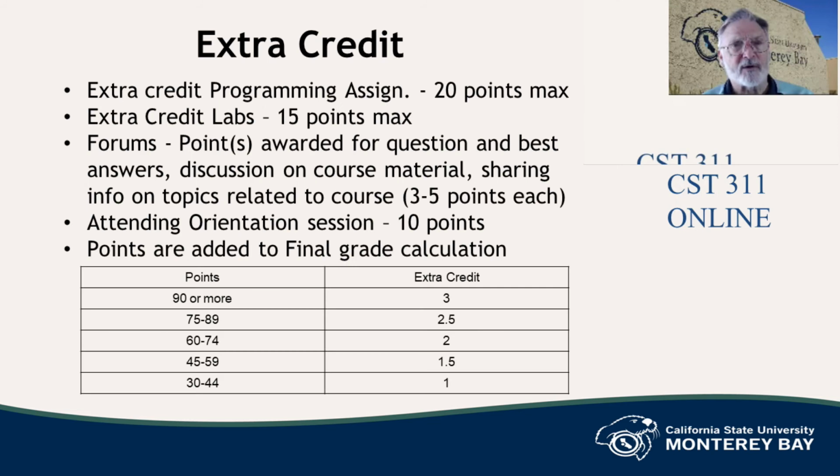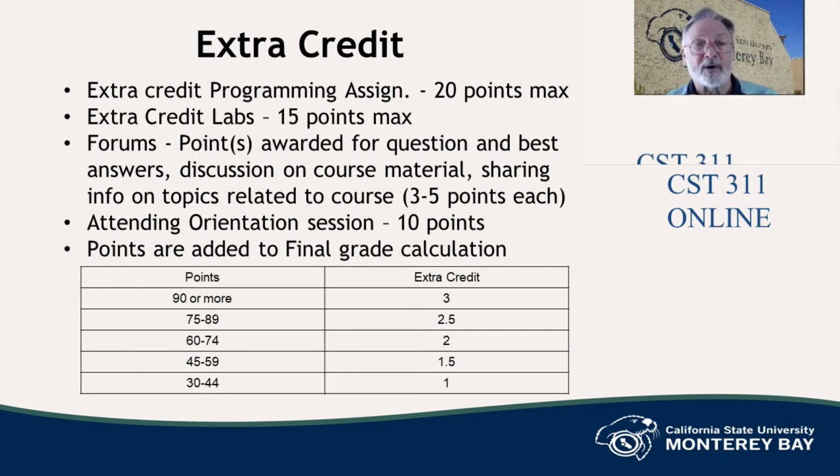Extra credit can be earned several ways. In the discussion forums, extra credit is awarded for questions, answers, and discussions. There are also extra credit labs and extra credit work in some of the programming assignments. You can also get extra credit for helping us correct any mistakes that you find. The extra points are added to the final grade calculations, and you can move up a grade, for example, from a B+ to an A- or a D to a C-. And as I said before, you get 10 points extra credit for participating in Saturday's orientation.